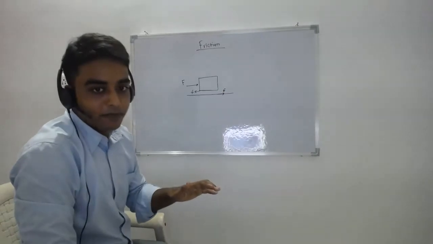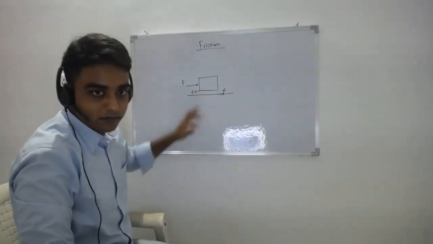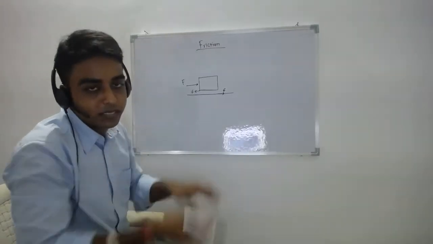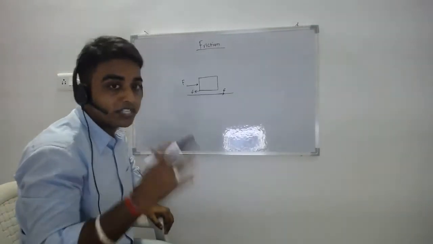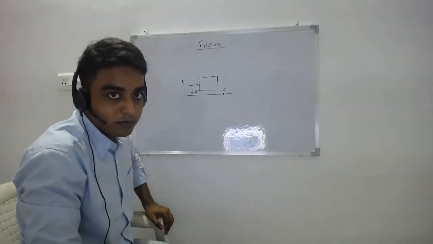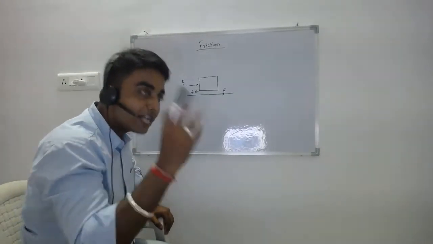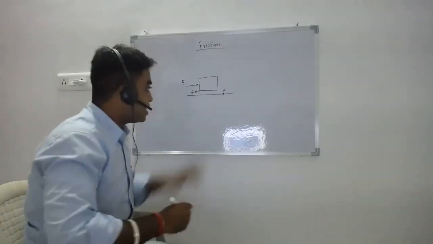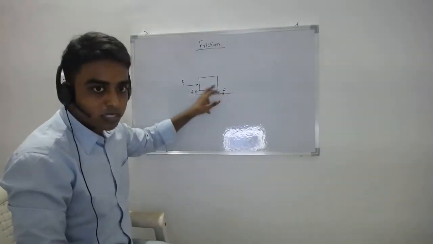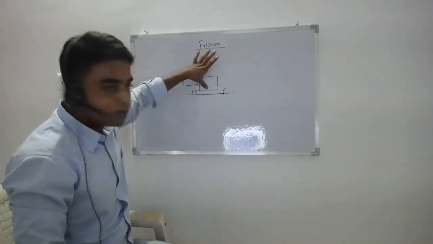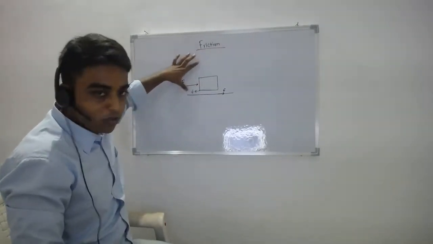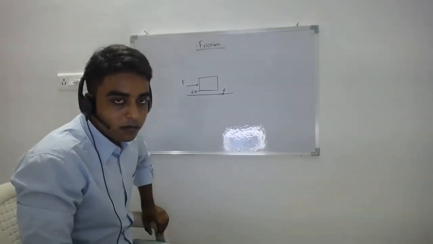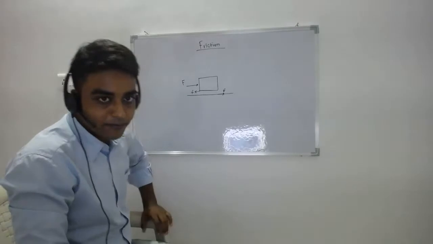So that these two surfaces always remain at rest with respect to each other. That is the job of friction: to remove the relative motion between the contact surfaces. So these are the directions of friction on both surfaces. On the surface of the object, friction will be acting leftward, and on the surface of the ground, friction will be acting forward. So that's how the friction will be acting.